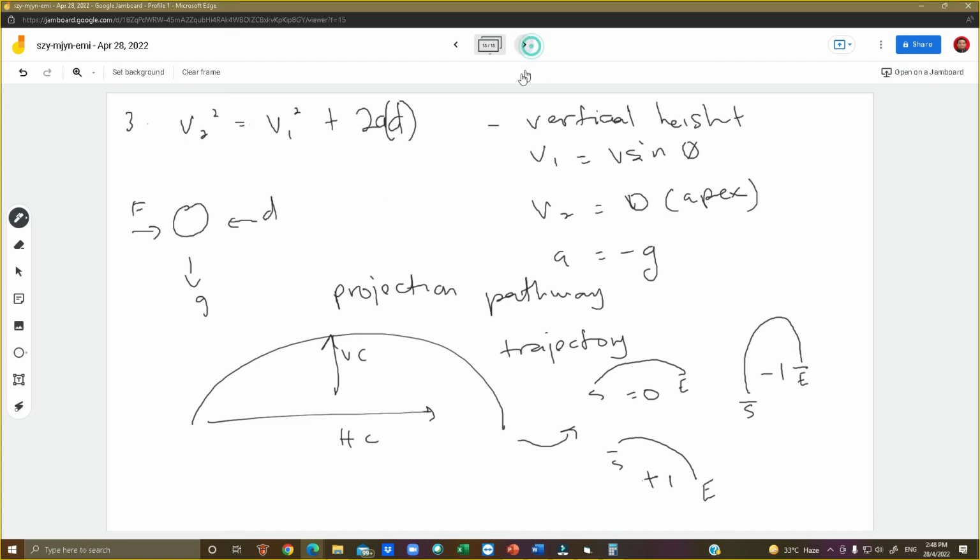Simple example. Let's say we have an arrow being released with a velocity of 45 meters per second, at an angle of 10 degrees. So the question is, how far can it go horizontally? So what do we need?